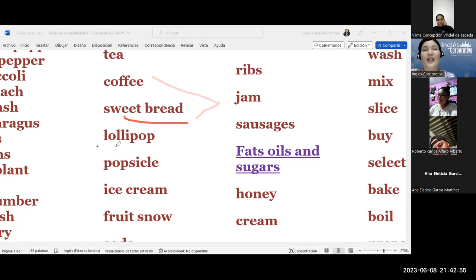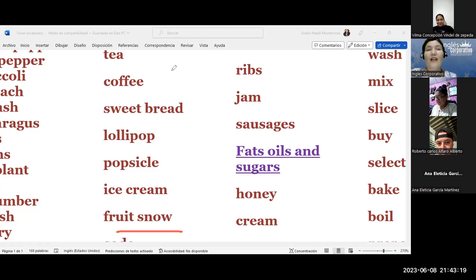Pan dulce. Lollipop, paletas de dulce. O sea, todas las paletas de caramelos, así, de paletas duras. Popsicle son paletas heladas. Okay, popsicle. Ice cream, you know what ice cream is, la nevería, all these things.